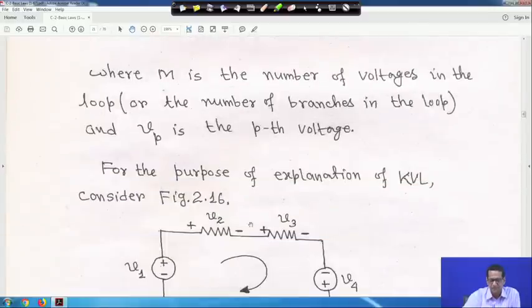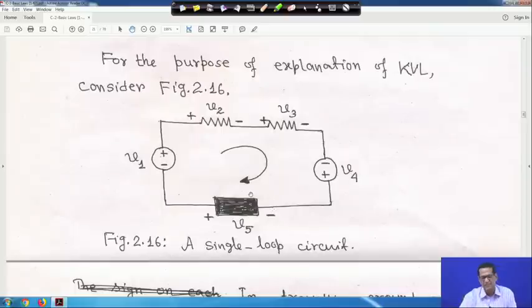Now, for the purpose of explaining KVL, look at this circuit. Here we will follow a certain convention. Suppose this is a voltage source with plus and minus polarity shown, and this resistor also has plus minus polarity shown, here also a resistor, and this is V4, also with polarity shown, but we have to follow a certain convention.